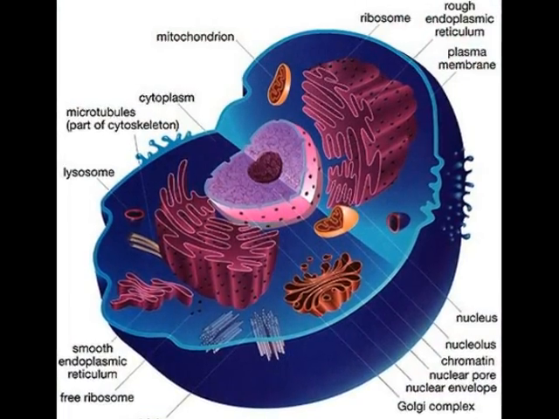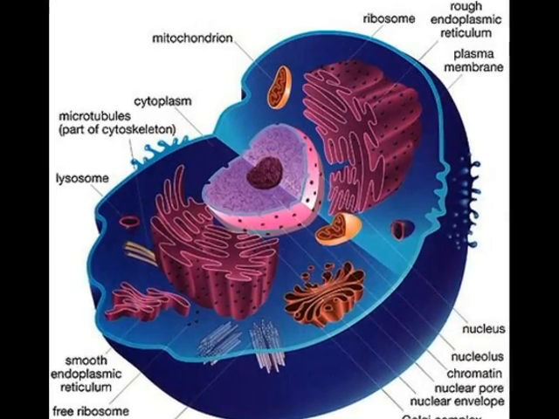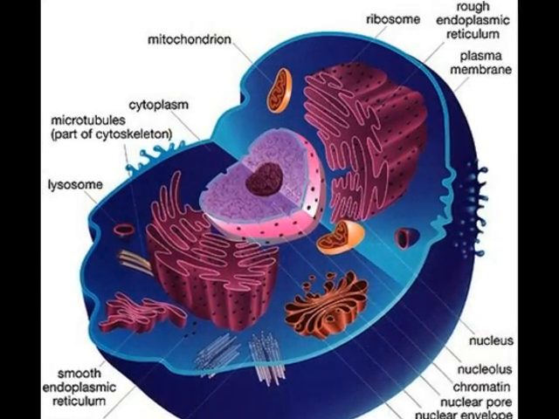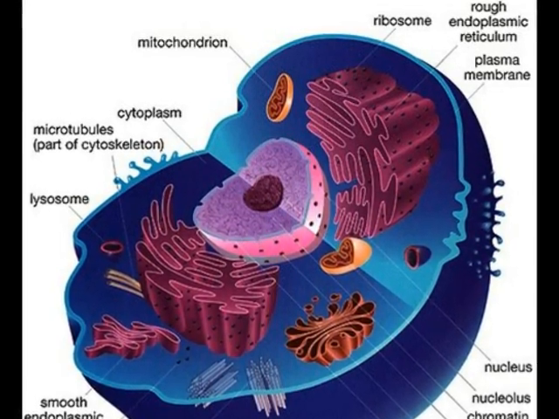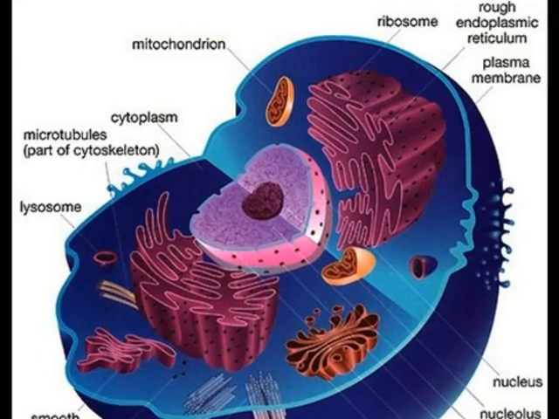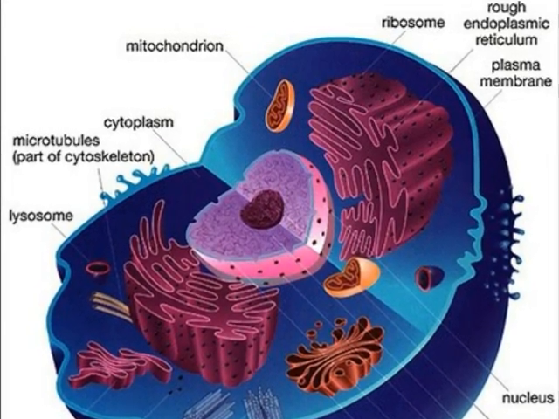Lastly, I'm going to be talking about animal cells versus plant cells. Animal cells and plant cells have several differences. For example, animal cells don't have a cell wall or a chloroplast, but plant cells do. Animal cells are rounded, while plant cells have a rectangular shape.